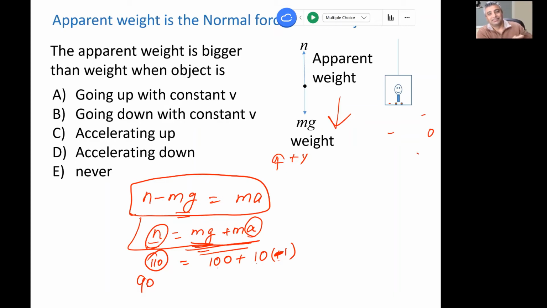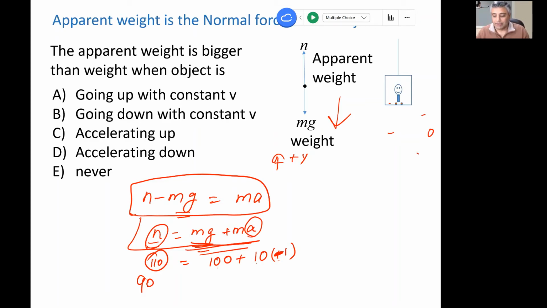Okay. So weight changes only if g changes. That means if we go away from the earth, then weight may change. But as long as we are near the earth, as long as g is fixed, then what happens? mg is fixed, but the normal force can be different. So the apparent weight is different.